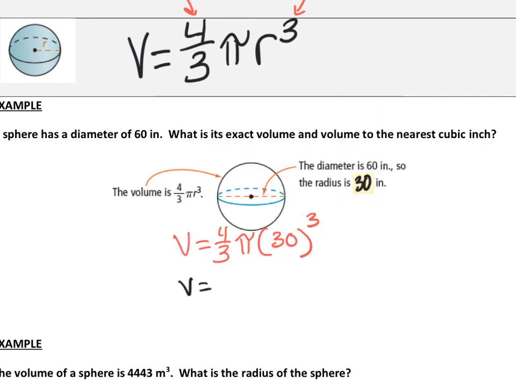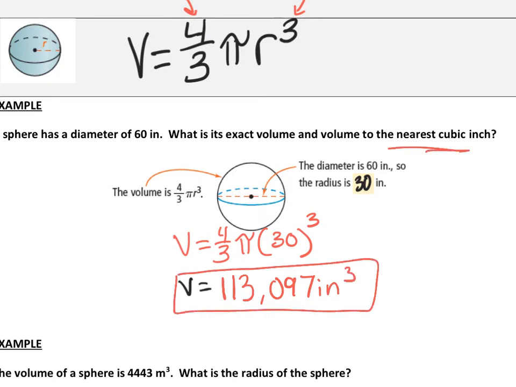Let me carry this so I can copy it down. And so we get 113,097 if we round to the nearest cubic inch, inches cubed. So that's the rounded one. If we wanted it in terms of pi, we would do that multiplication just without the pi. So 4 divided by 3, and then your 30 caret 3, 30 to the third, 30 cubed. And that would give us 36,000 pi inches cubed.